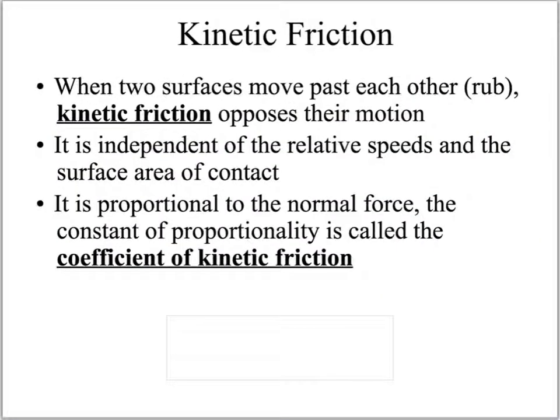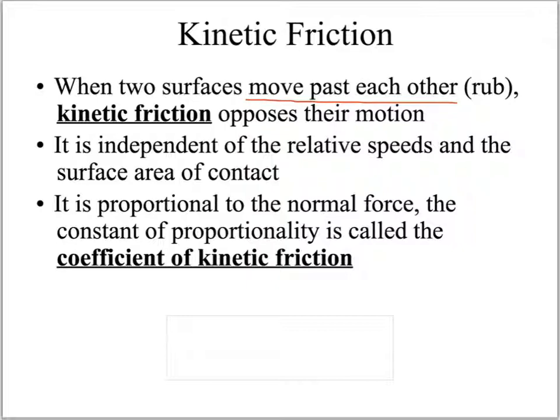The first kind of friction that we're going to talk about is called kinetic friction. This is the friction between two surfaces when they are in motion past each other. Like I said before, friction opposes their motion. If you take your calculator and slide it across your desk, you'll notice that you keep having to apply a force, because your desk is creating friction between it and the calculator to resist your force.